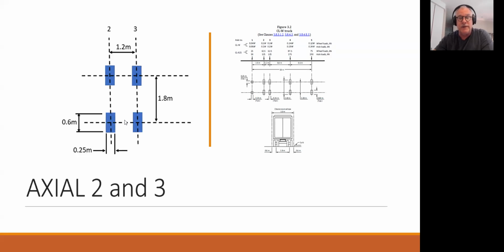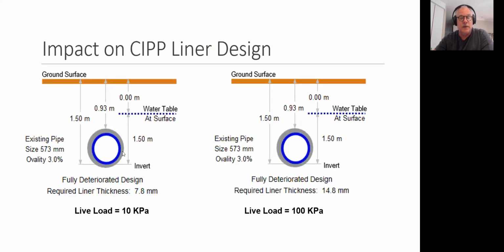Anything above 0.6, we're going to use the full stress distribution of the load at the surface. So from 0 to about 0.6, or where that stress starts to overlap, that's where we go into this case. So what's the impact?